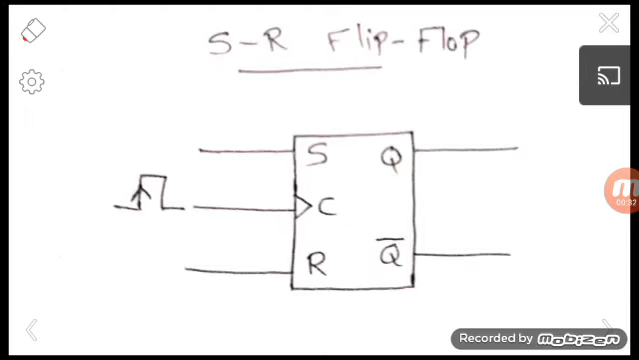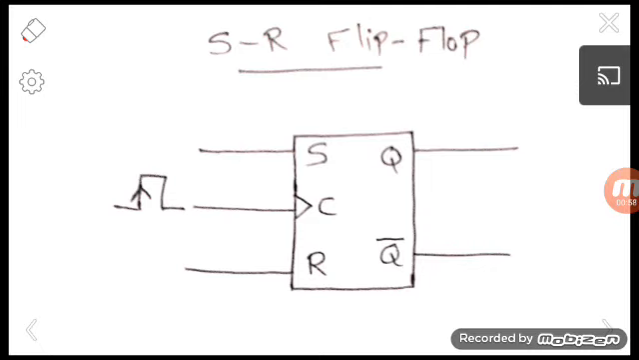First we will discuss the SR flip-flop. This is the representation of an SR flip-flop. It has two inputs, S and R, which we can call the set and reset inputs. S and R are the corresponding inputs, and a clock input is also there. So it is a clocked flip-flop. The SR flip-flop is a clocked flip-flop.